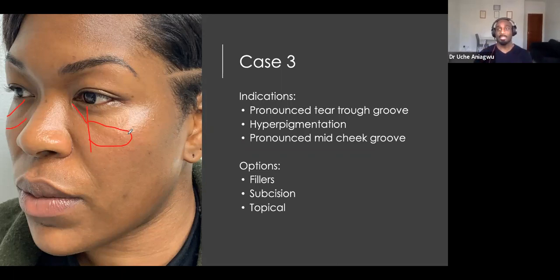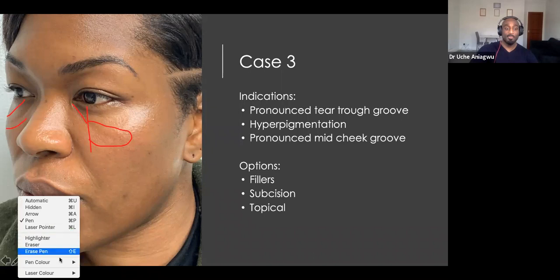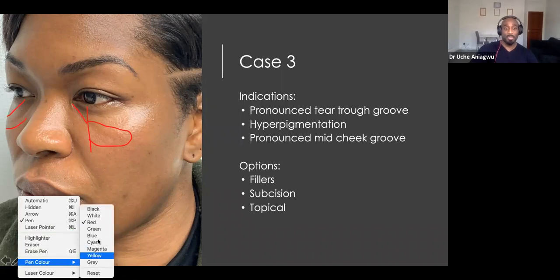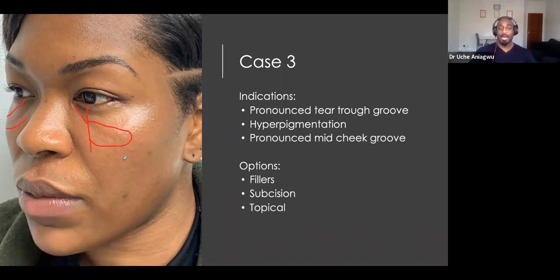The zygomatic ligament attaches from bone to skin, just like the tear trough ligament. And what you want to do in this region is a little bit different, or it can be if you want. And this is one of the techniques that I've tried to pioneer. It's subcision, essentially. It's using acne scars. You can use it also with this. That means using your cannula.